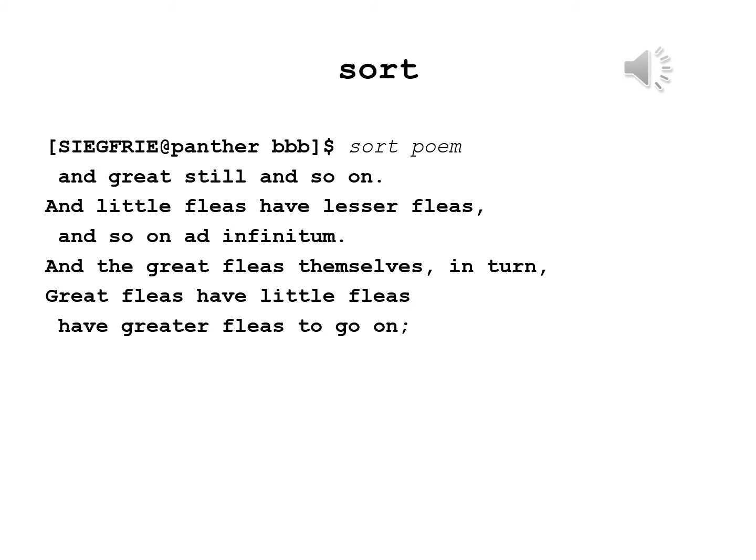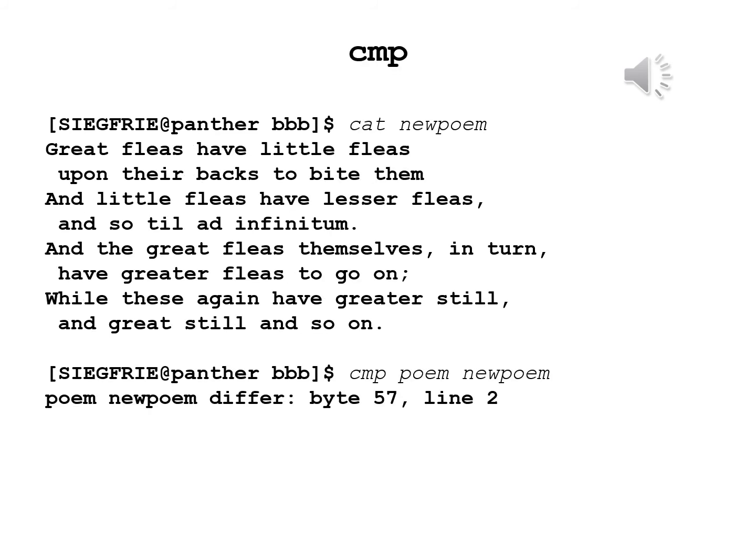Sort will display the lines of the file in sorted order, based on the collating sequence, or by ASCII values. It ignores blank spaces and case, as you can see here. New poem is a little different from poem. The second line ends with the word them instead of the contraction. When you run compare, it picks up that difference, telling us that the first difference is at byte 57 and that is counting from the beginning of the file, which is on line 2.